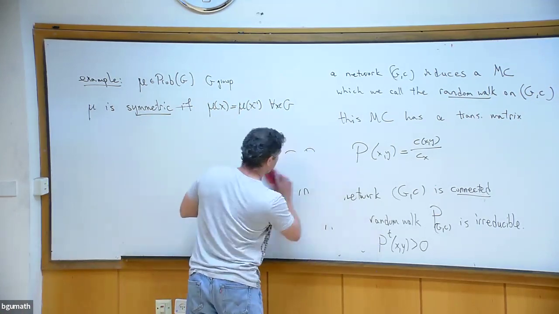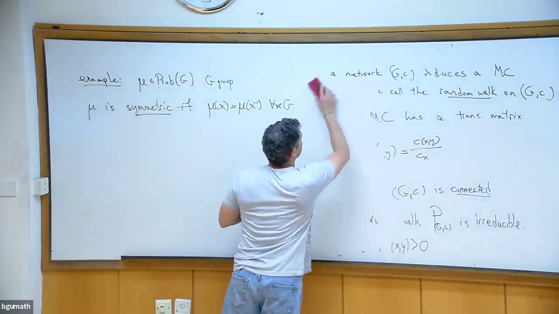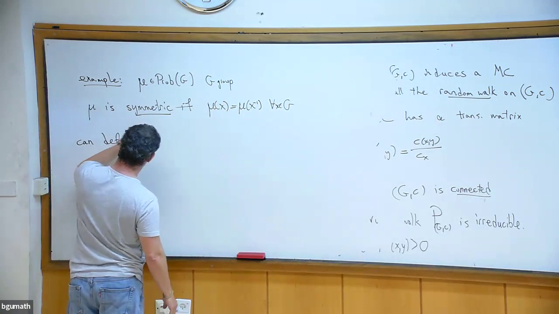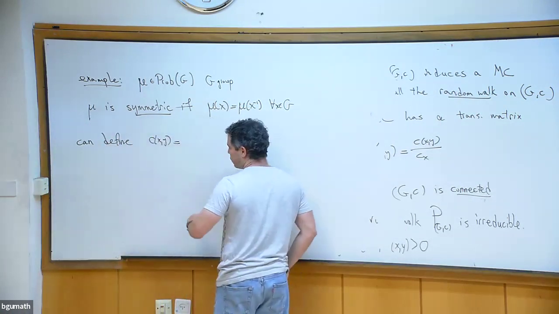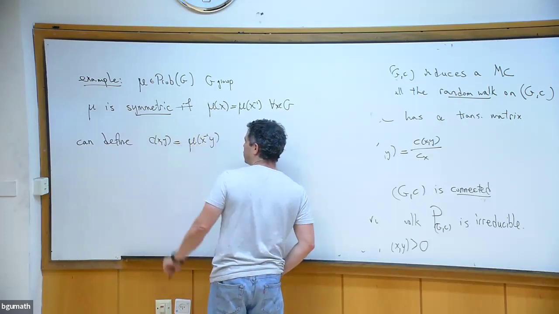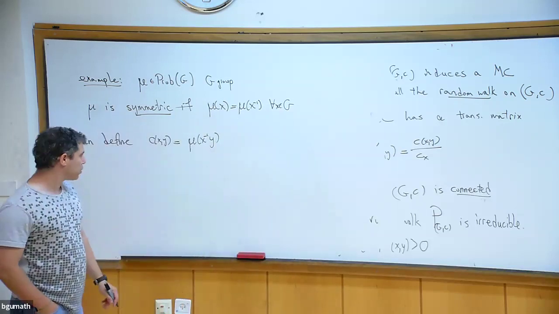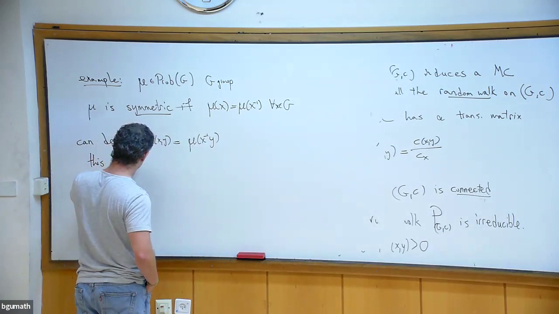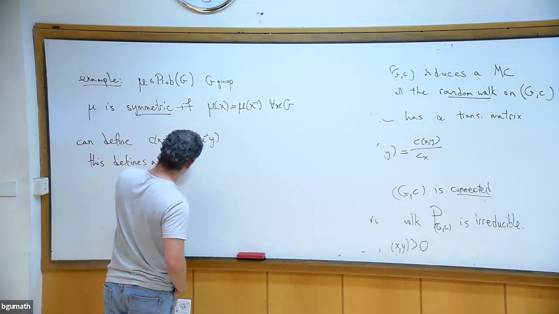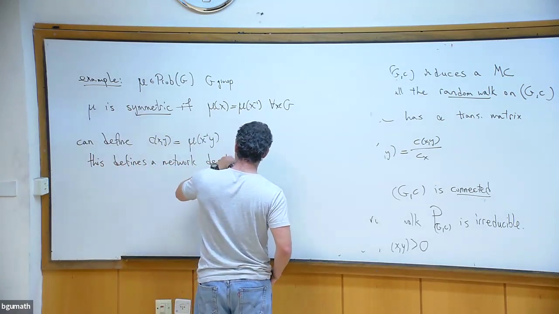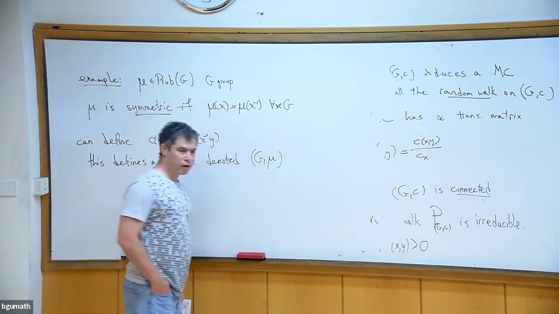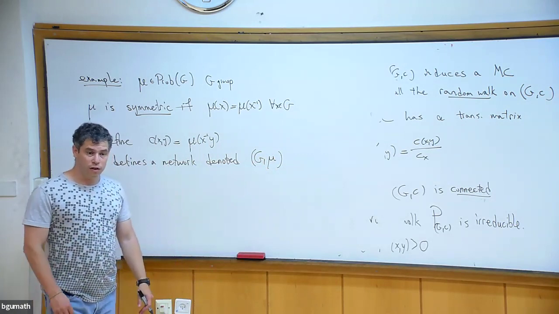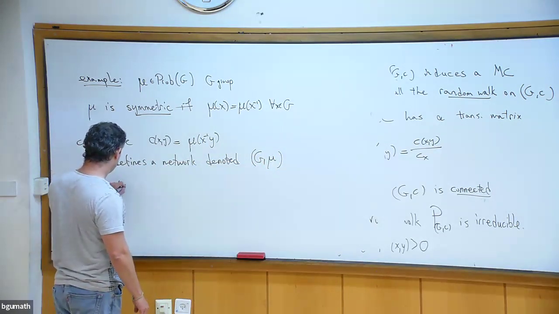Then, when we have this structure of a symmetric measure, we can define Cxy to be mu of x minus 1y. And because mu is symmetric, this defines a conductance. So it gives me a network, denoted by, so we will always use G mu. For symmetric mu, we will use G mu to denote the network. Mu induces a conductance. It's a special case.